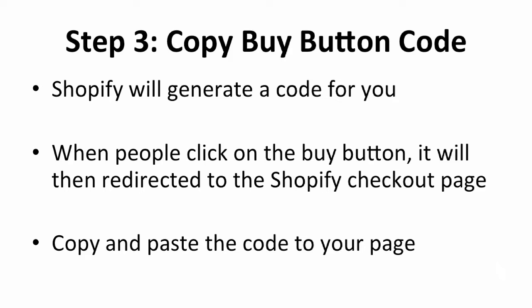Shopify will then generate a code for you. Sometimes it may take a little bit, so just be patient. After the code is created, the embed code box will then pop up. In the embed code dialog, you can copy the embed code manually or click on the copy embed code to clipboard button at the bottom. Next, open the source HTML of the web page where you want to display the buy button and paste it where you want the button to appear.